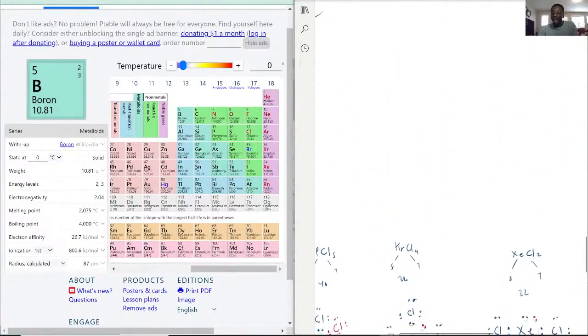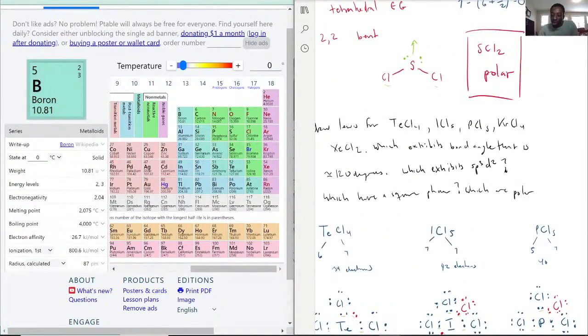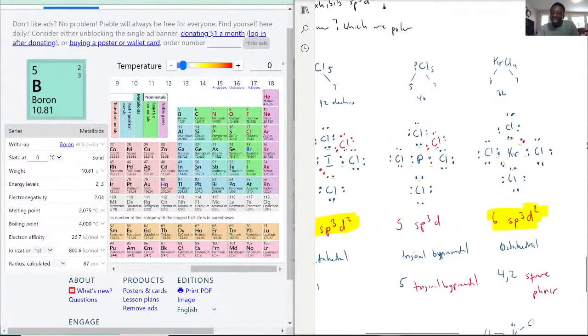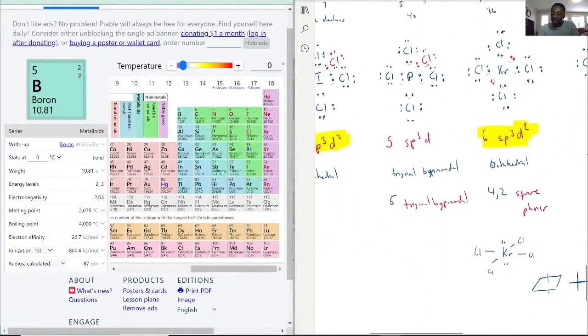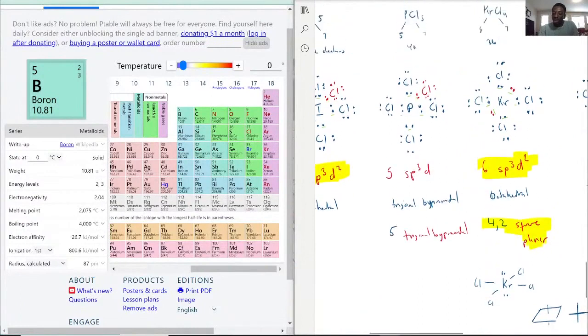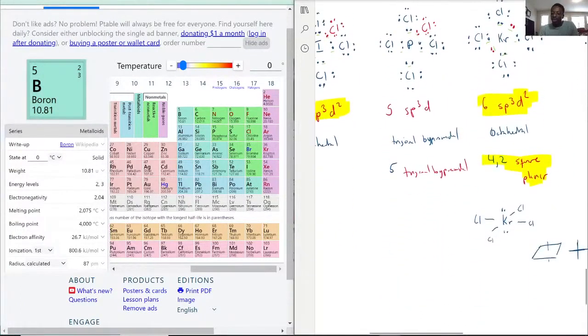And one of the questions is asking which has a square planar shape, that would be this one here, this octahedral shape. So KrCl4 will be the square planar.